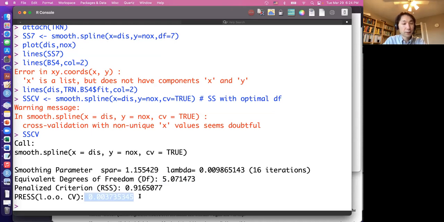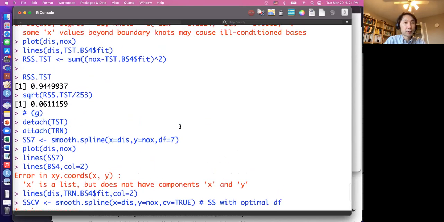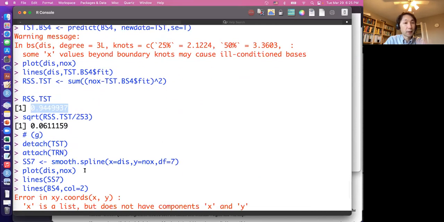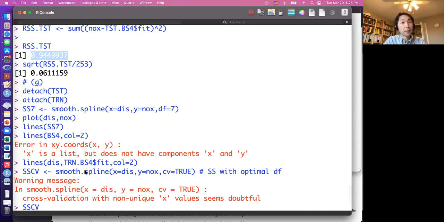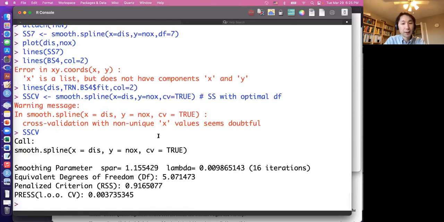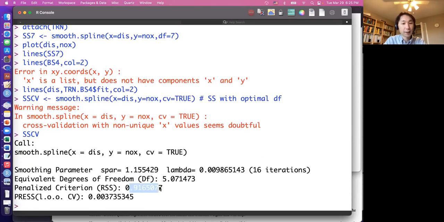And the leave-one-out cross validation is 0.0037. This is probably the original scale, so we have to take the square root to get the cross validated error. The test RSS was originally 0.9449. So this is basically the test error, and the CV error is kind of similar to the test error. So 0.916 is smaller than that, so probably it's a more optimal one.